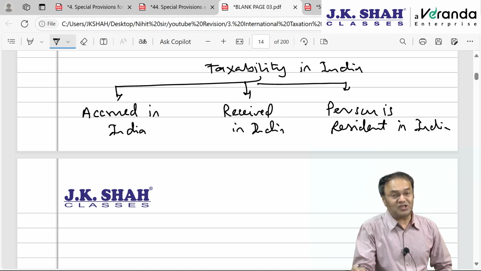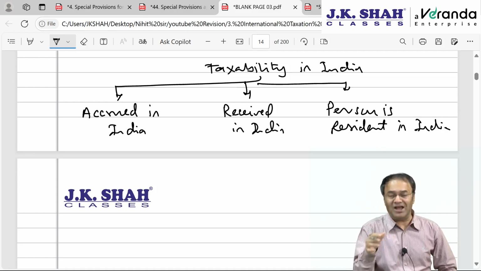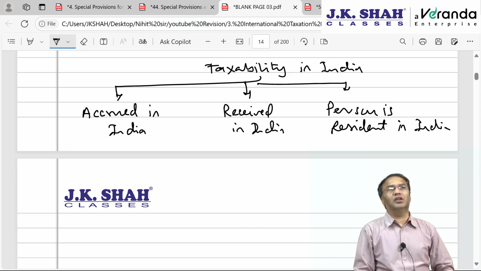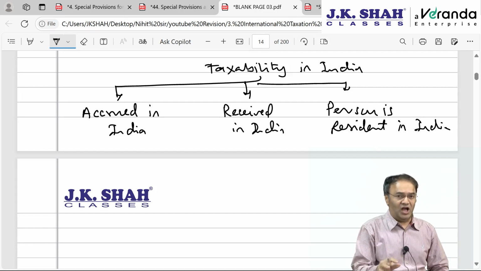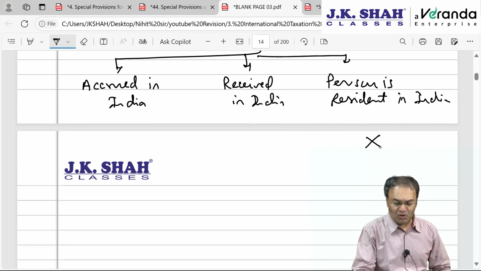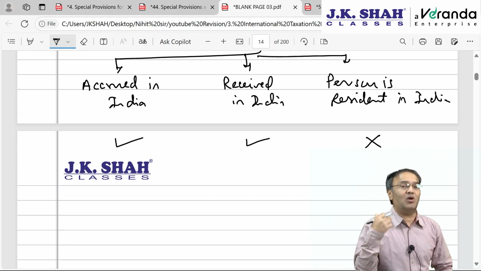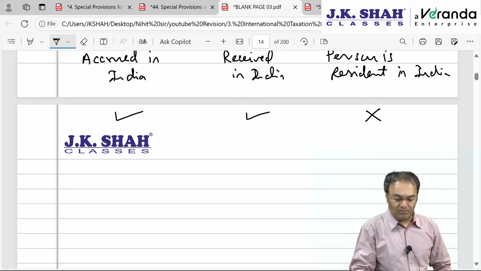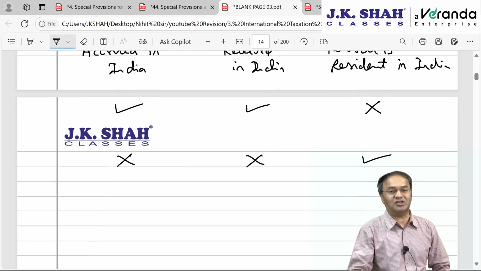So even while discussing chapter 12, special rates of tax, I had explained it to you. Recently Coldplay, that band, had come. They performed in India at Mumbai, Ahmedabad, a couple of places. Whatever they earn from India, whether that income will be taxable for them in India or not. So they are not resident in India, Coldplay people, but they have received income in India and the income is accrued in India. Therefore they will be liable to pay tax. Same way, if I go abroad, my income is not accruing in India, my income is accruing outside India, received also outside India, but I am resident of India, therefore I will also be taxed in India.